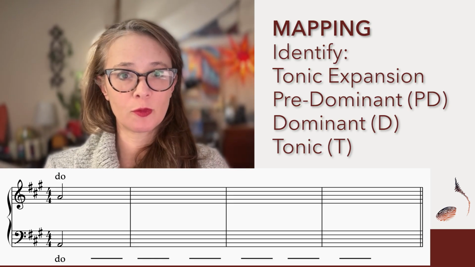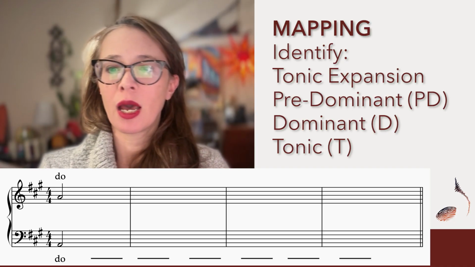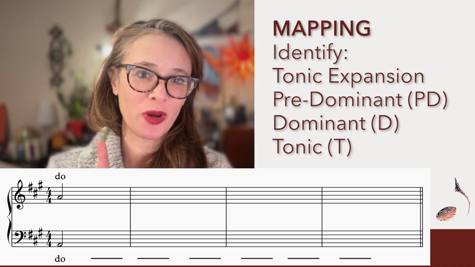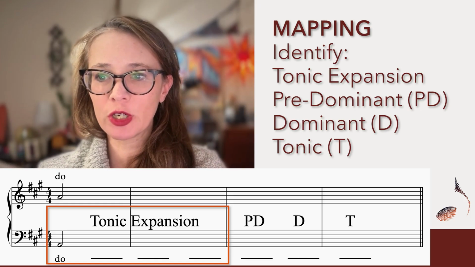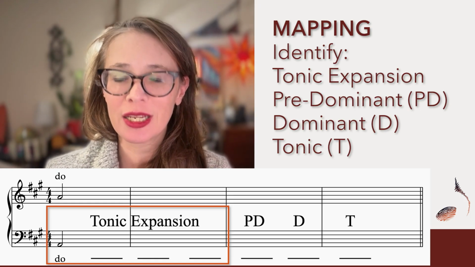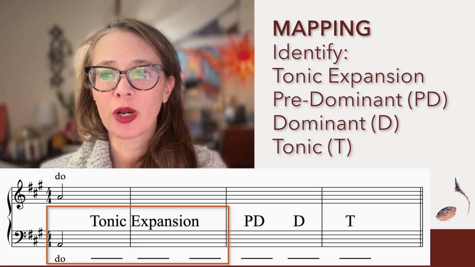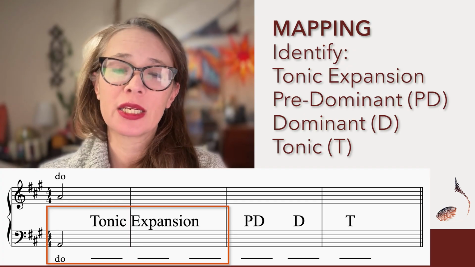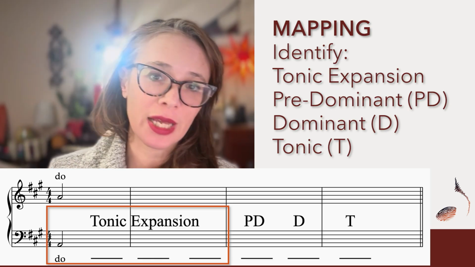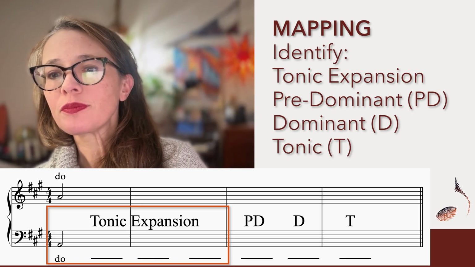Okay, re-listen if you want. You can always back up. I'm going to show you the map in 3, 2, 1. Let's go. So that's it. So our first, like I said, you can deduce it. The first 4 chords are tonic expansion. The predominant is your third to last chord. Your dominant is your second to last chord, and your tonic is your last chord, as it should be.